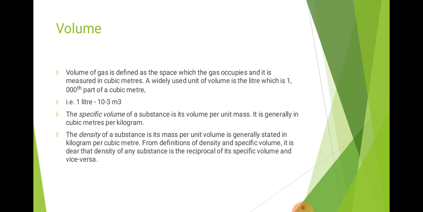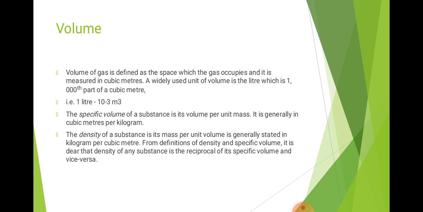Now we can see the volume. Volume is also a very important property in thermodynamic systems. So what is meant by volume? Volume of gas is defined as the space which the gas occupies and it is measured in cubic meters. Means the space occupied by the gas, that whole space, is known as volume, and the volume is measured in cubic meters.